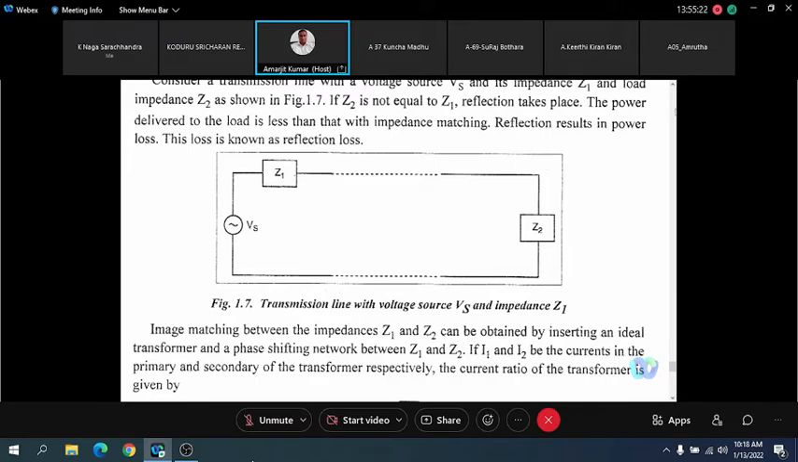Now how to match impedance Z1 and Z2? You can use an impedance transformer. What is the job of an impedance transformer? The job is to transform the impedance from one impedance to another, from the source to the load impedance. It will transform the impedance, so the name is impedance transformer. The impedance is a complex quantity, so both the amplitude and phase should be transferred from Z1 to Z2. So we can use an ideal transformer and a phase shifting network to match Z1 and Z2.